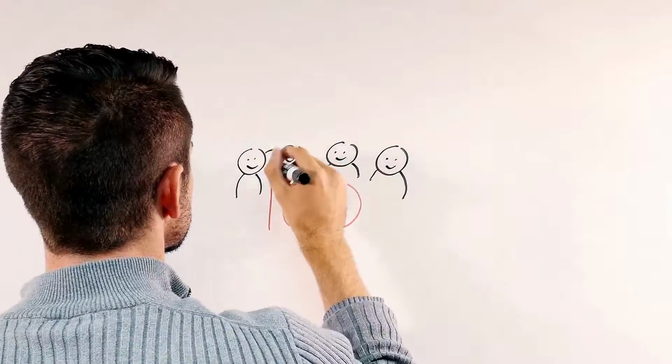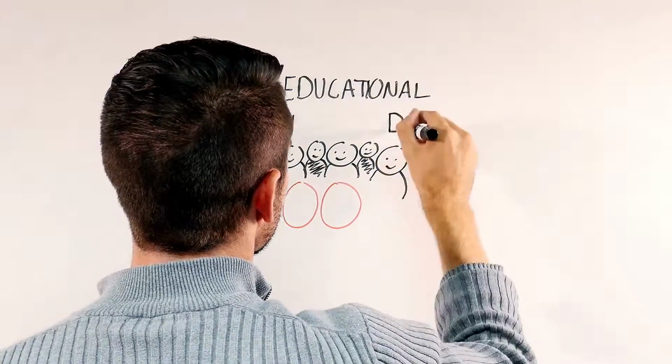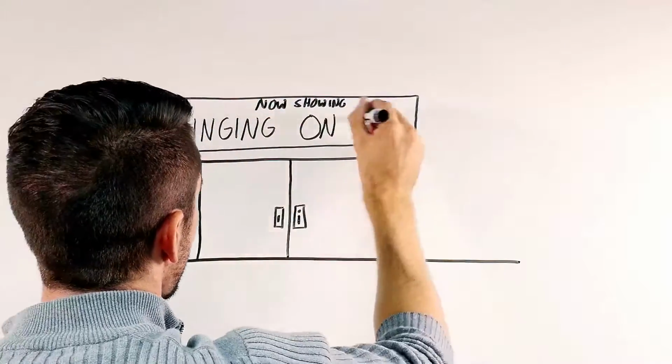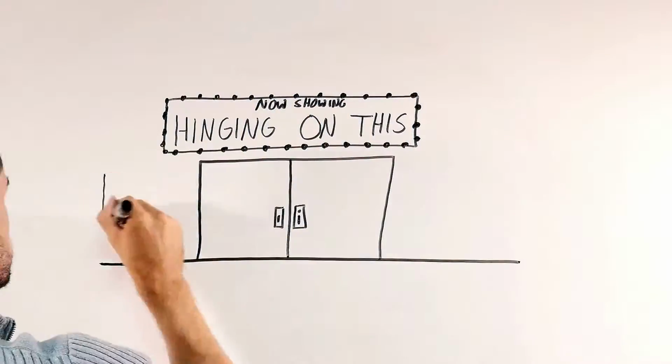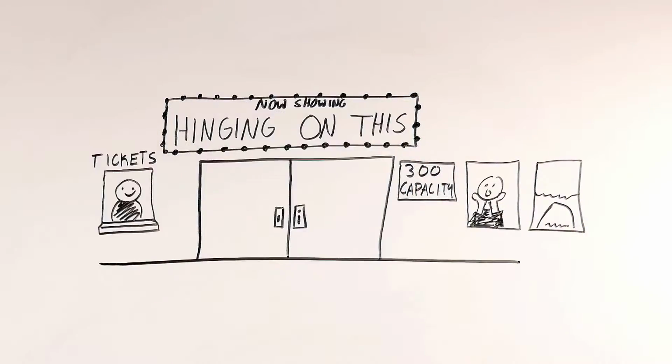NFPA 101 requires panic hardware for doors serving assembly, educational, and daycare occupancies with an occupant load of 100 people or more, and for areas with high-hazard contents that have an occupant load of more than 5 people. The codes include an exception for the main entrance of assembly occupancies of a limited size, which may sometimes be equipped with key-operated locks instead of panic hardware.